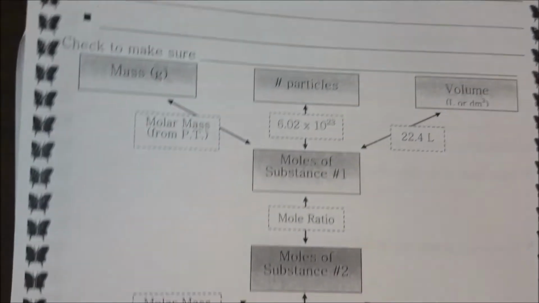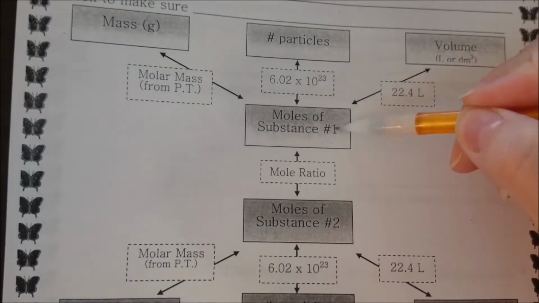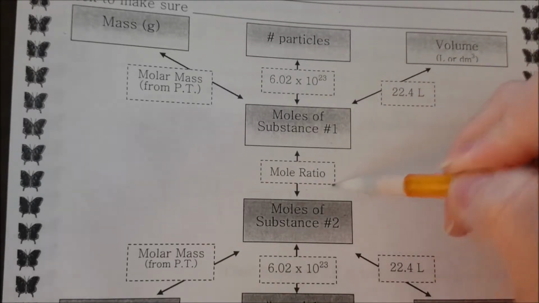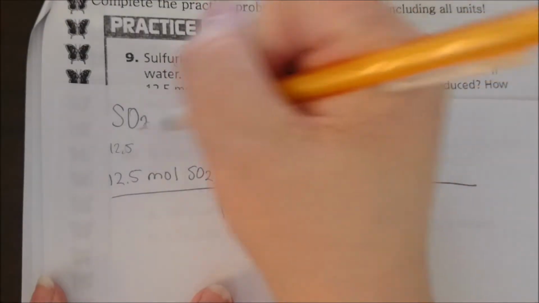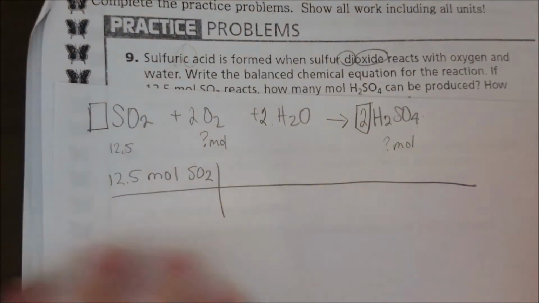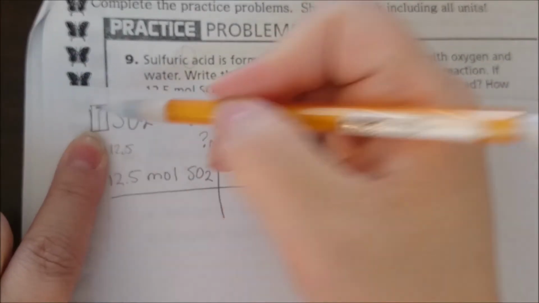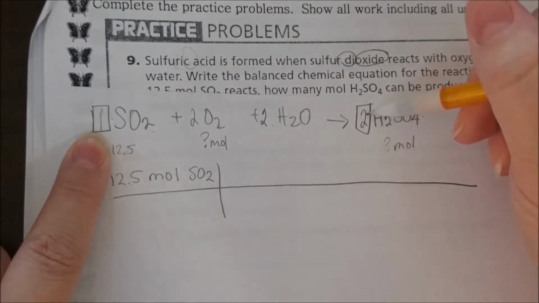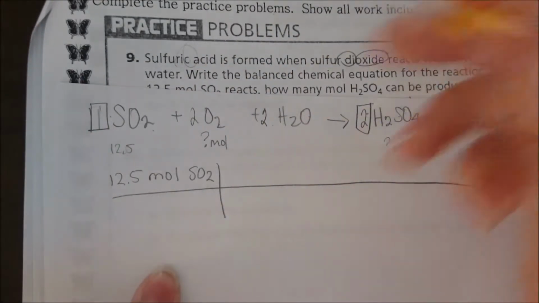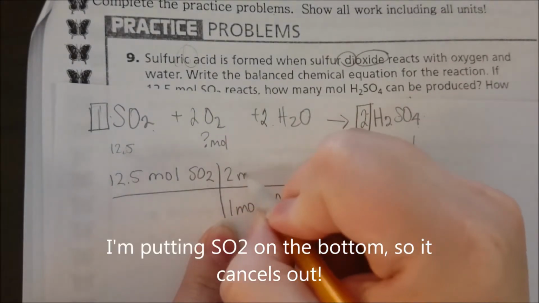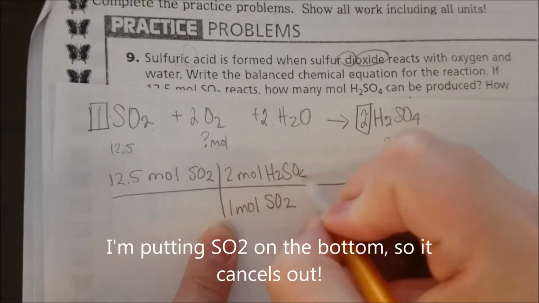So, if you're using your flowchart, they give us moles of substance 1, they want moles of substance 2. So the only thing I have to do is use a mole ratio to do that. What is a mole ratio? Remember that a mole ratio is the coefficients. So these two coefficients is our mole ratio. And remember, this is empty, so it's a 1. So for every 1 mole of sulfur dioxide I have, I can make 2 moles of sulfuric acid. So 1 mole of SO2 is equal to 2 moles of sulfuric acid.